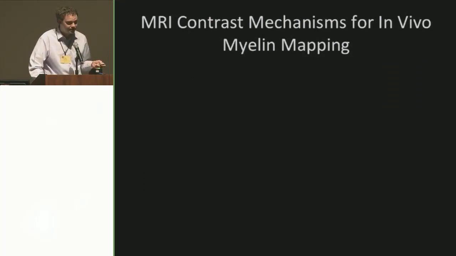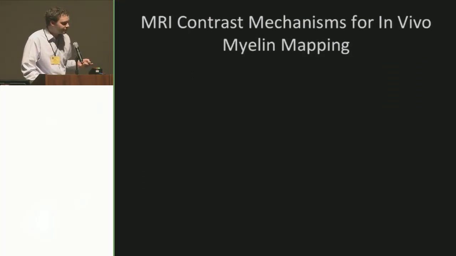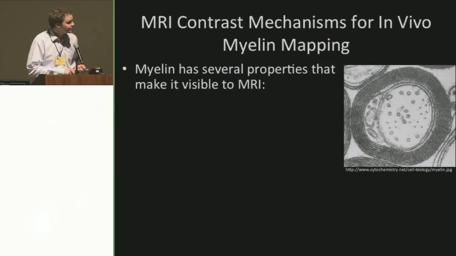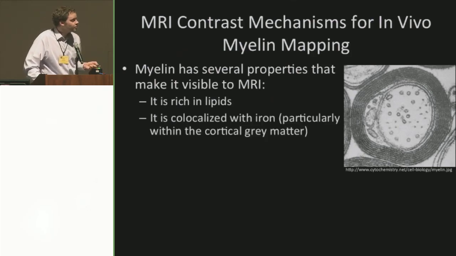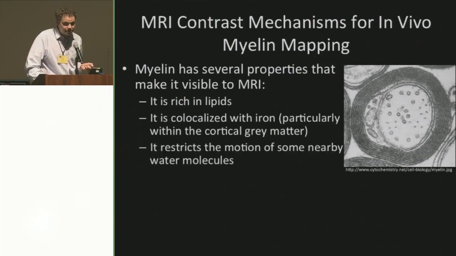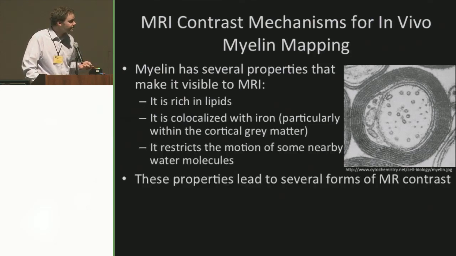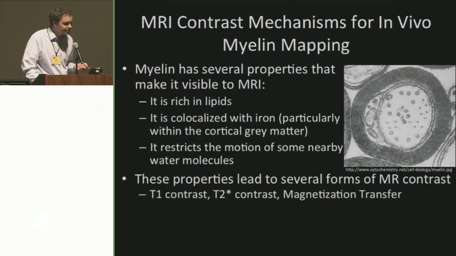So how do we do myelin mapping in vivo? What are the MR contrast mechanisms? Here we have an EM of a myelinated axon. You see the wrapping of myelin there. There are several properties that make it visible to MRI. It's rich in lipids. It's co-localized with iron, particularly within the cortical gray matter. And it restricts the motion of some nearby water molecules. These properties lead to several forms of MR contrast, including T1 contrast, T2* contrast, and magnetization transfer.